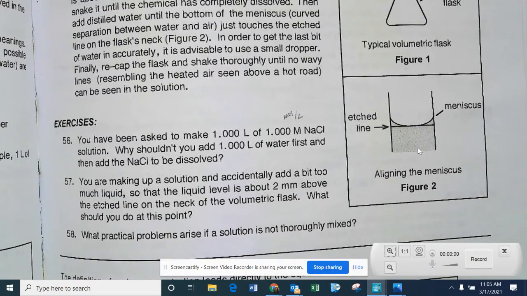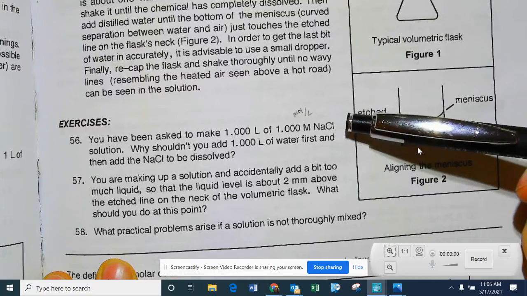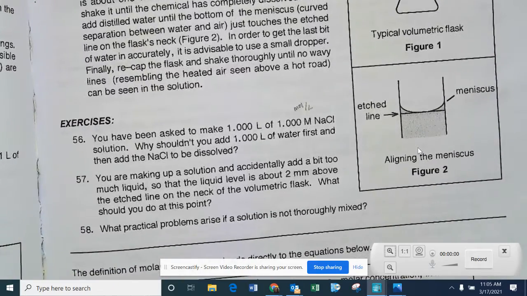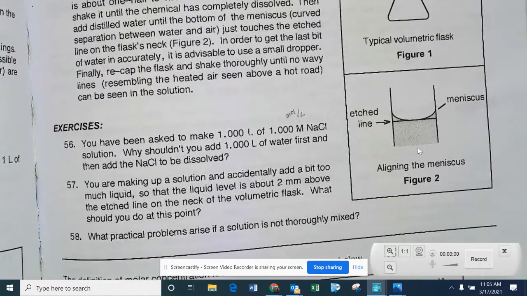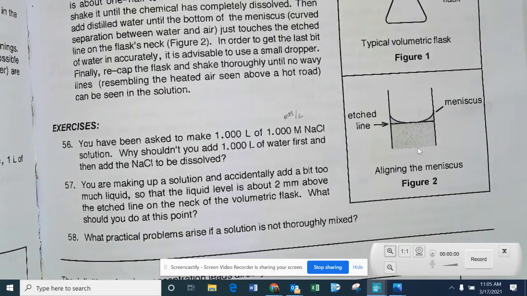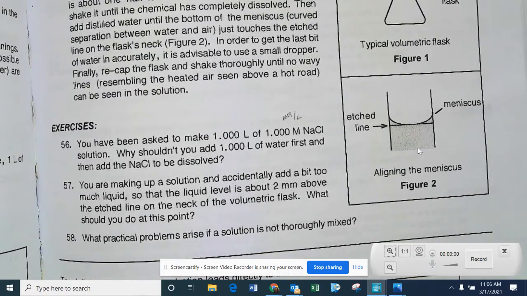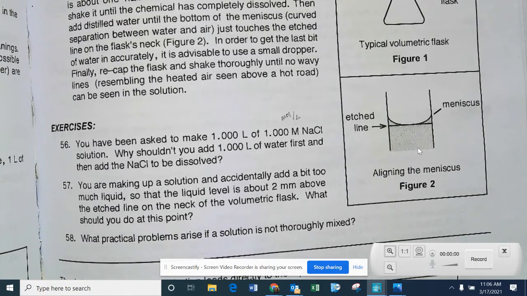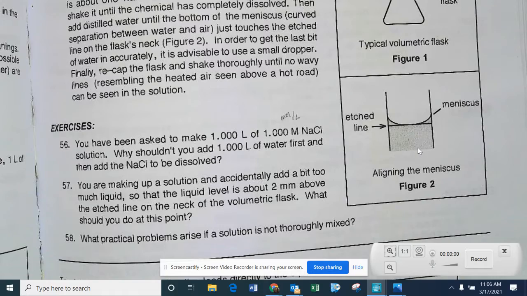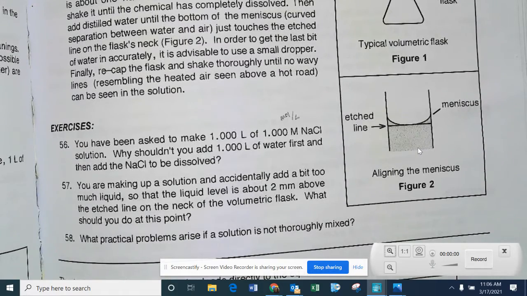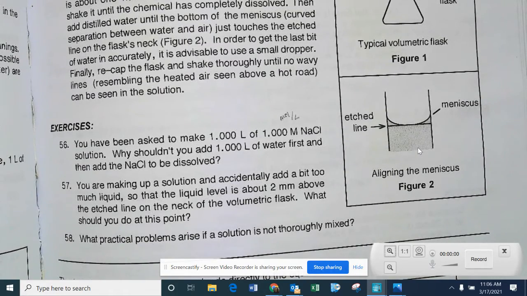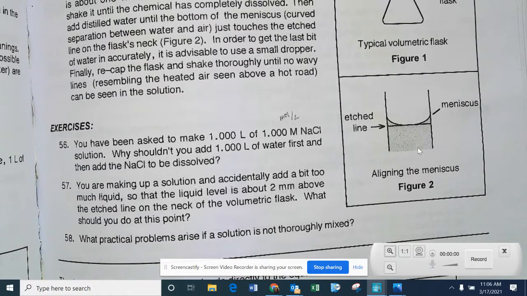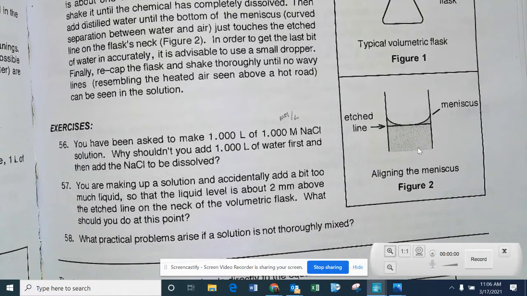So in 56, you've been asked to make 1 liter of sodium chloride solution, so salt solution. Why do you not add 1 liter of water first? Exactly, yeah. So the sodium chloride does take up some space, and then you would end up with a higher volume than what you actually want. Good.